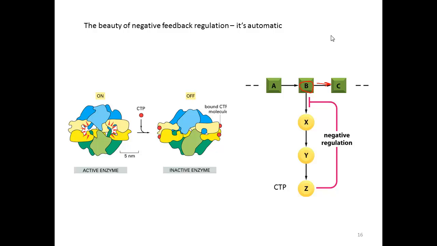So we'll see other examples of how cells use allostery to regulate gene transcription, but this is a way of using allostery to control protein function.